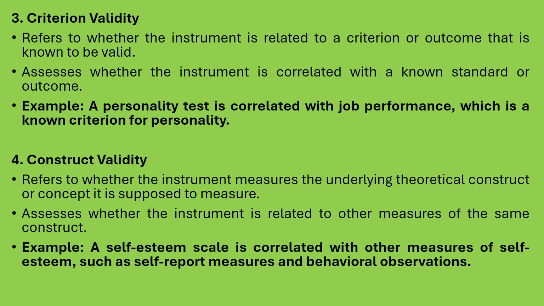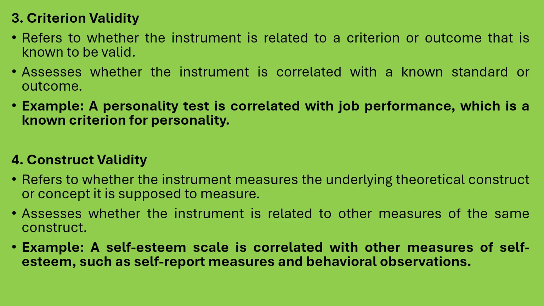The third category is called criterion validity. It refers to whether the instrument is related to a criterion or outcome that is known to be valid. It assesses whether the instrument is correlated with a known standard or outcome. An example can be a personality test that is correlated with job performance, which is a known criterion for personality.